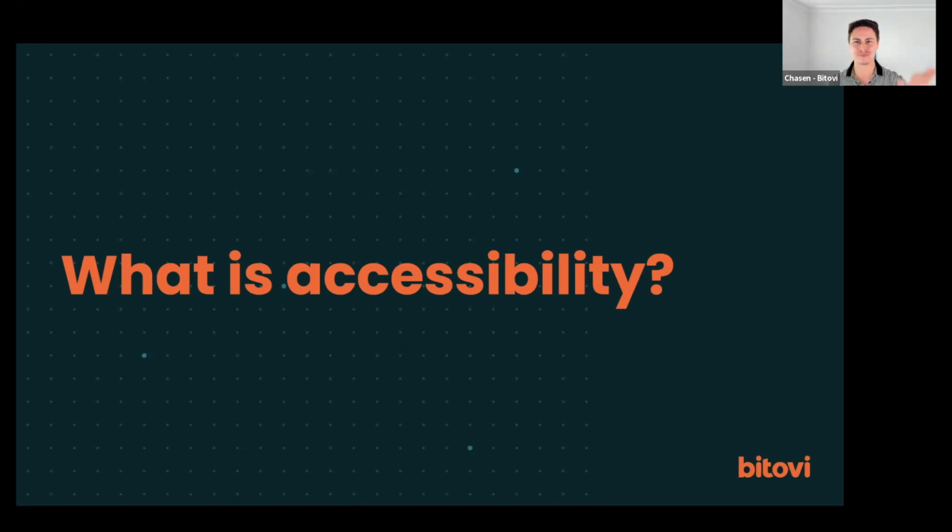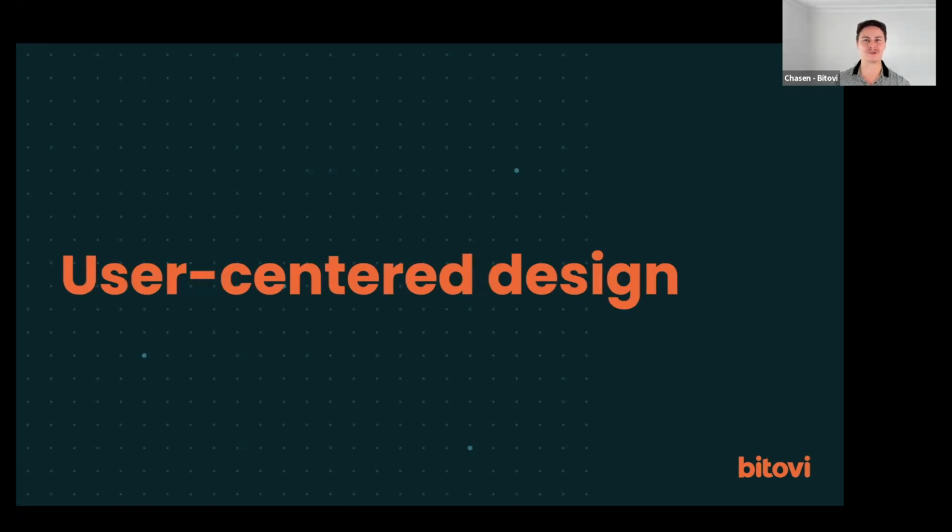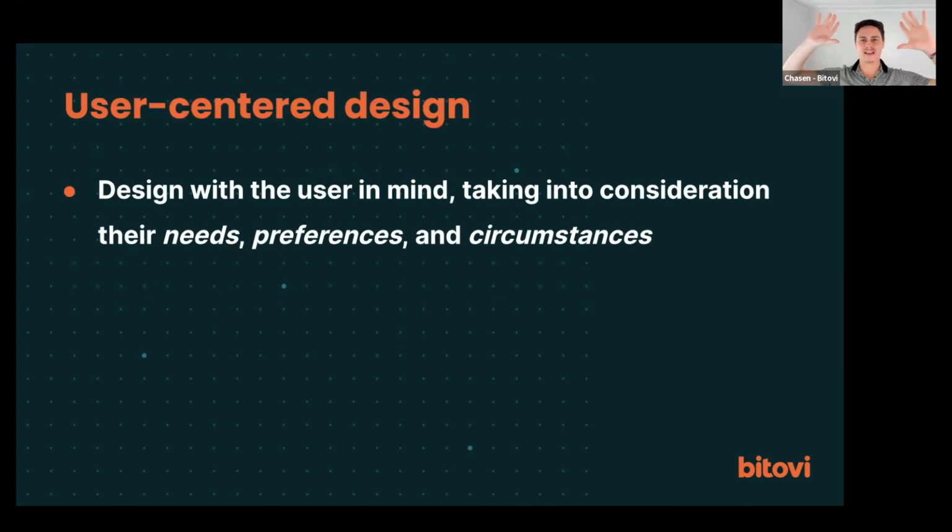I'm going to say accessibility over and over today, but as much as I love the term, I think a better term is user-centered design. So what does that mean? User-centered design is taking into consideration someone's needs, their preferences, and circumstances.